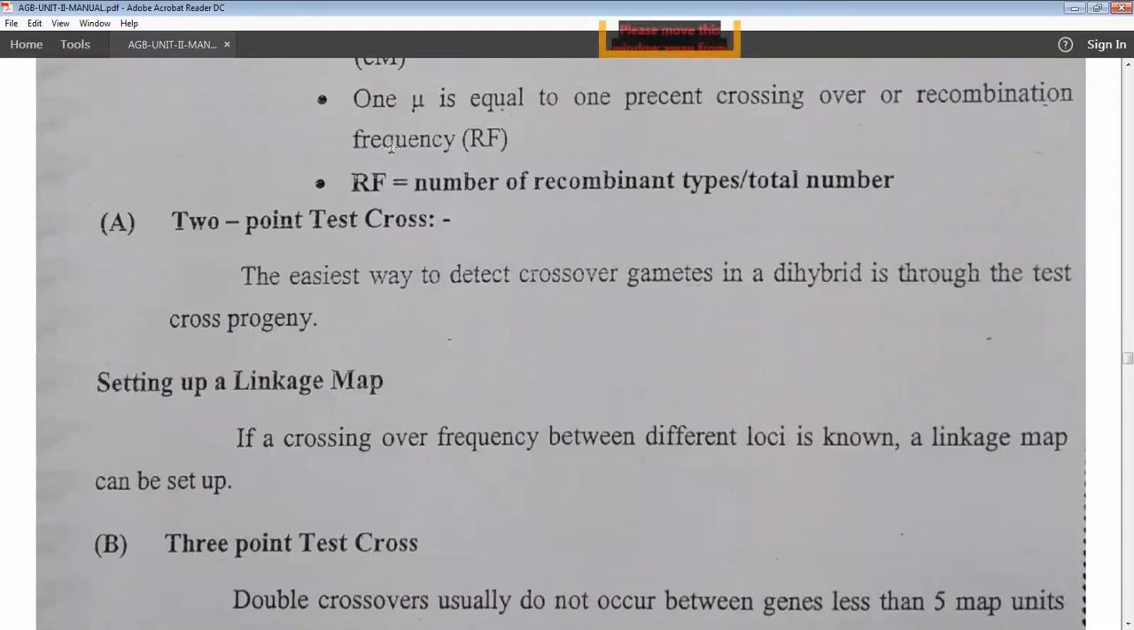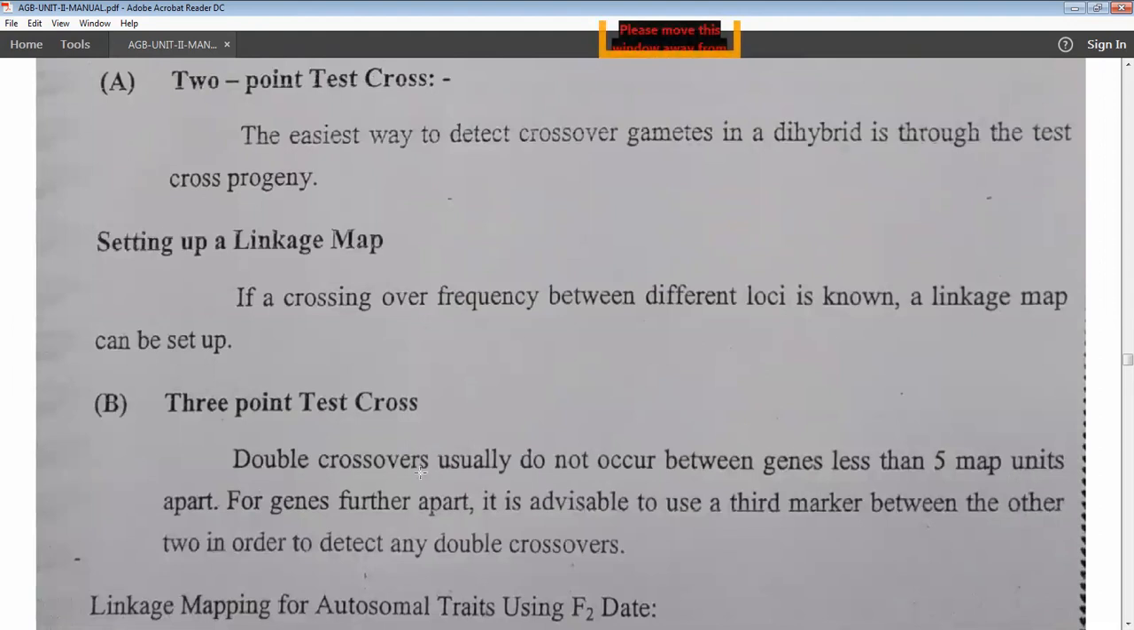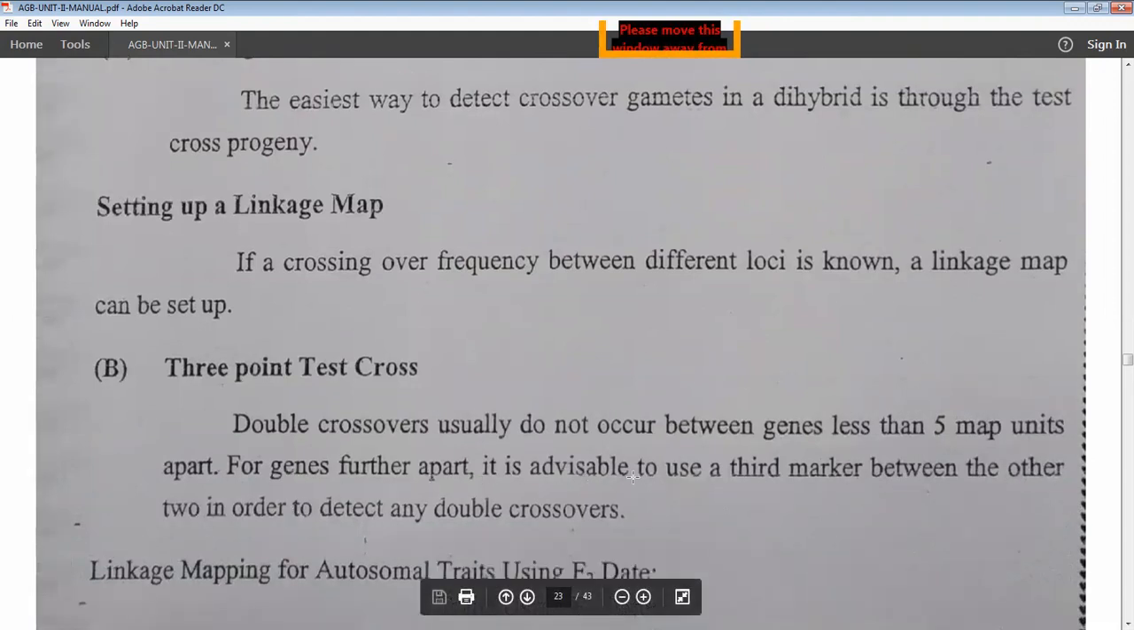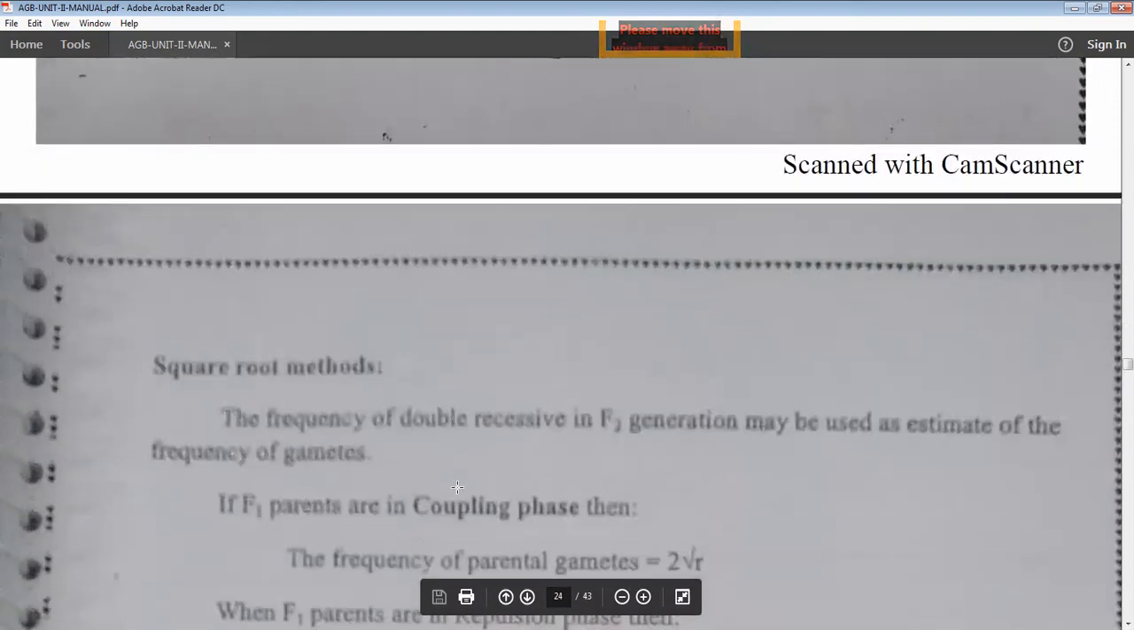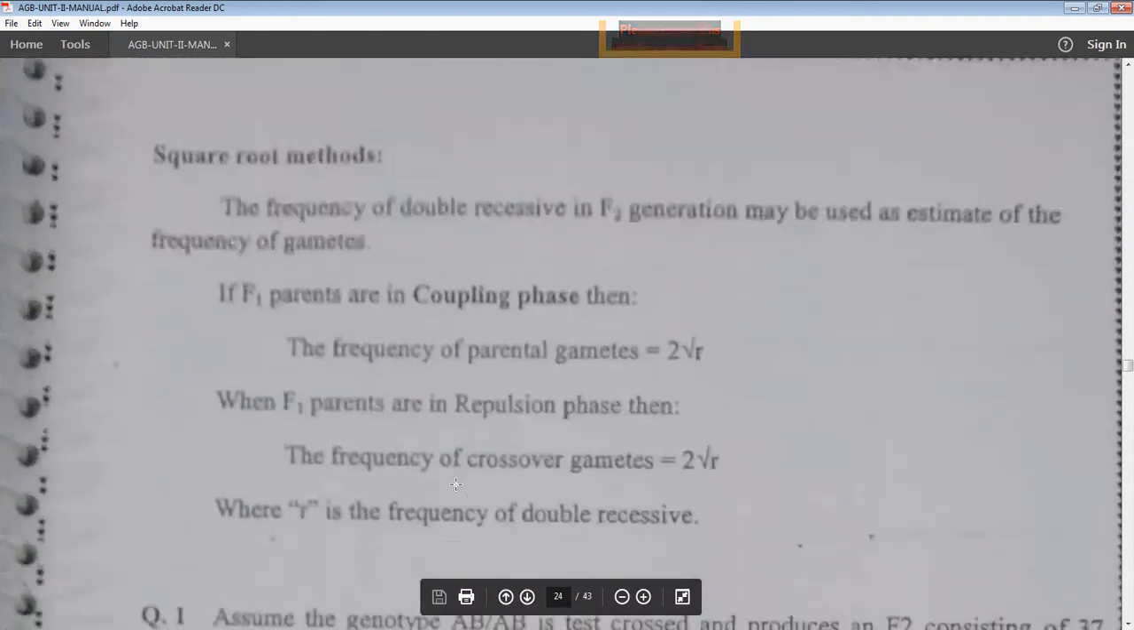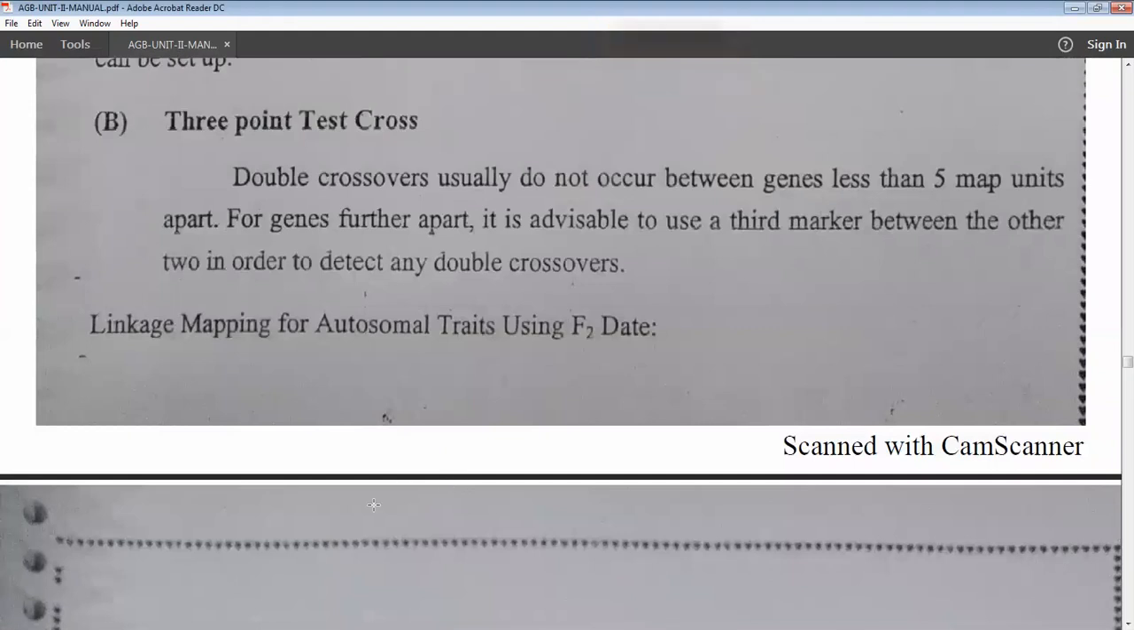In the 3-point test cross, double crossovers usually do not occur between genes less than 5 map units apart. For genes that are far apart, it is advised to use a third marker between the two in order to detect the double crossovers. For that, I have to go to another slide. I'll share one more.